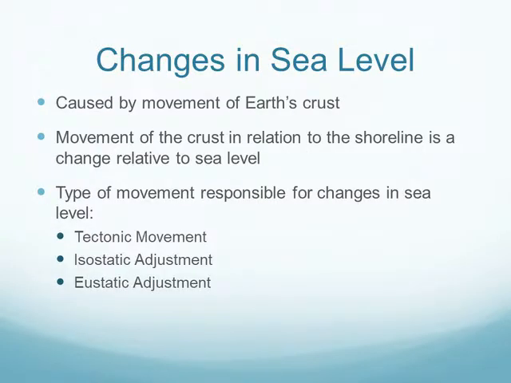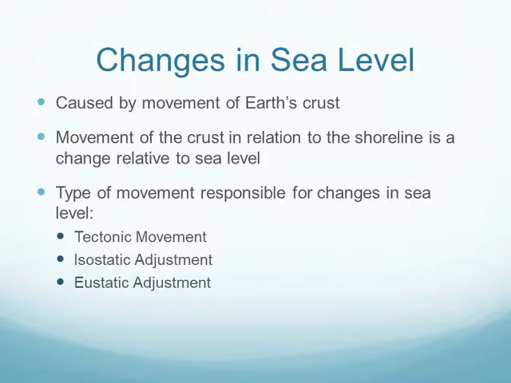All right, so changes in sea level can occur naturally, as well as because of humans. But naturally, you'll have these three types. You'll have tectonic movement, isostatic adjustment, and eustatic adjustment. And changes in sea level that happen naturally tend to be caused by the movement of Earth's crust. So those three are the reasons why. And movement of the crust in relation to the shoreline changes the sea level.